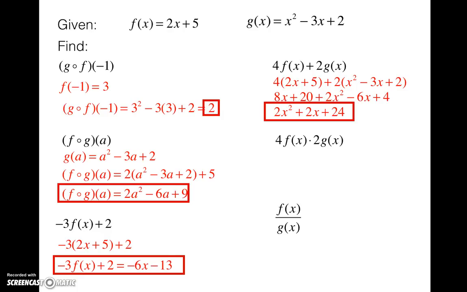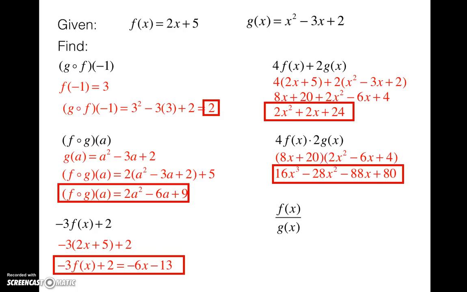The next problem has 4 times f of x times 2 times g of x. So we're going to start this off in a similar fashion. We're going to distribute the 4 and distribute the 2 just like I did in the previous problem, but now we're going to multiply these two polynomials together. So you distribute the 8x, you distribute the positive 20, and combine any like terms. So we have 16x to the third minus 28x squared minus 88x plus 8.